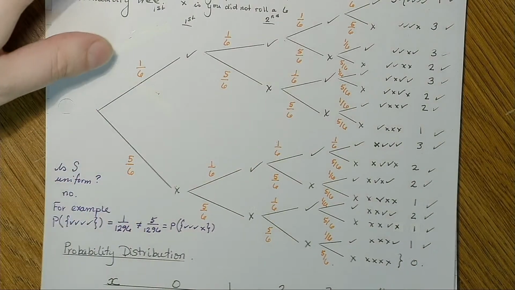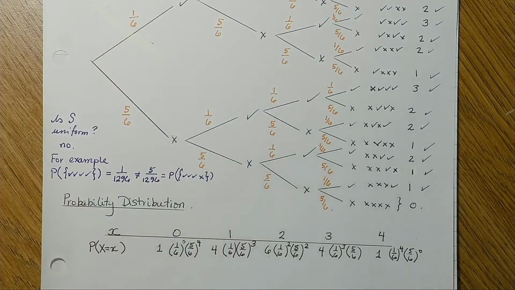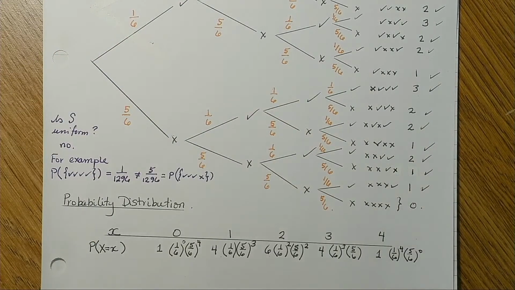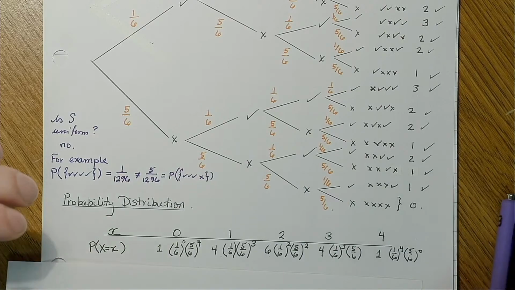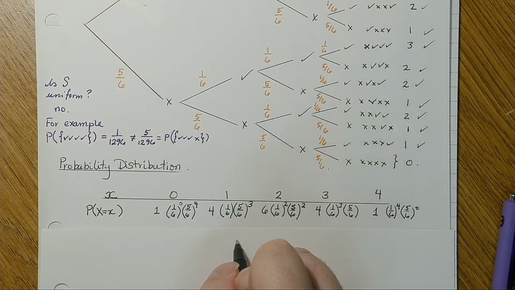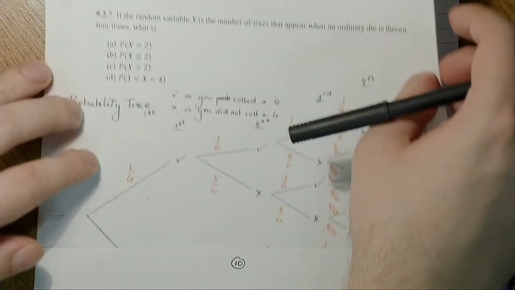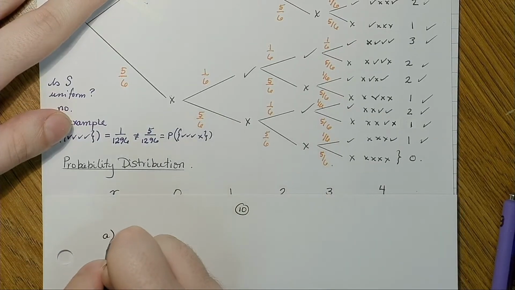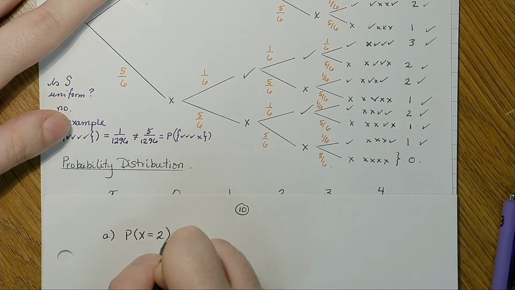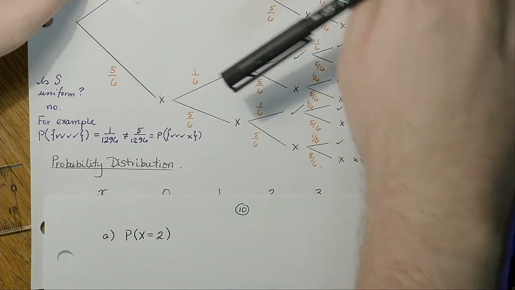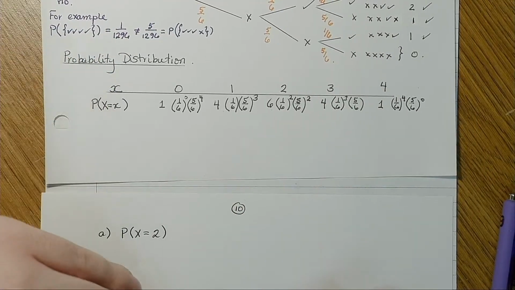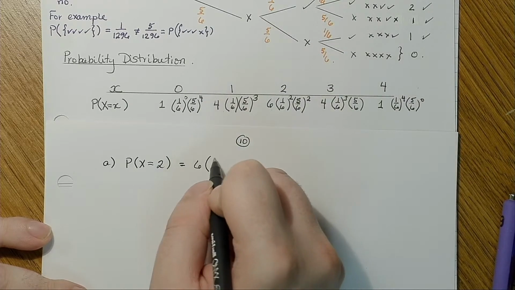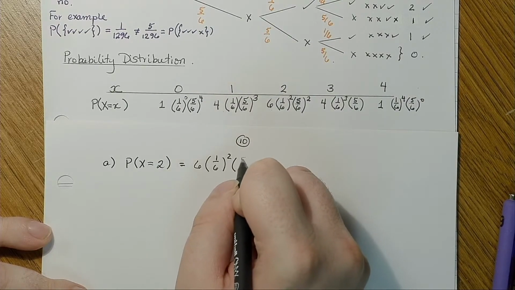I'll call this 9b. Here's page 10. So what we were asked about was the probability of x equals 2. So let's try that. The probability that x is equal to 2. Just looking at this table, I can write down here 6 times 1/6 squared times 5/6 squared.